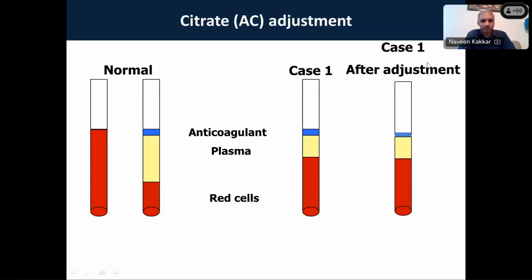So after adjustment, what do you do? You look at the red cell column, which is still high, and the plasma is less. But what have we done now? We've reduced the amount of anticoagulant. There's a calculation I'll show you in the next slides.